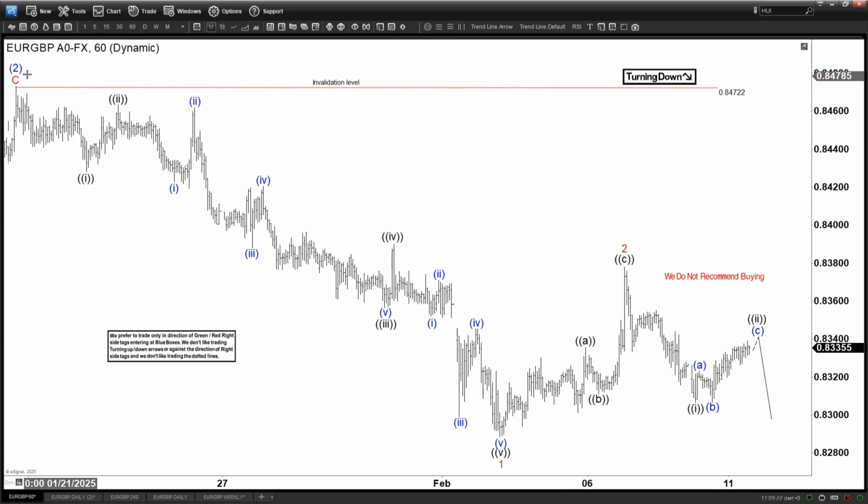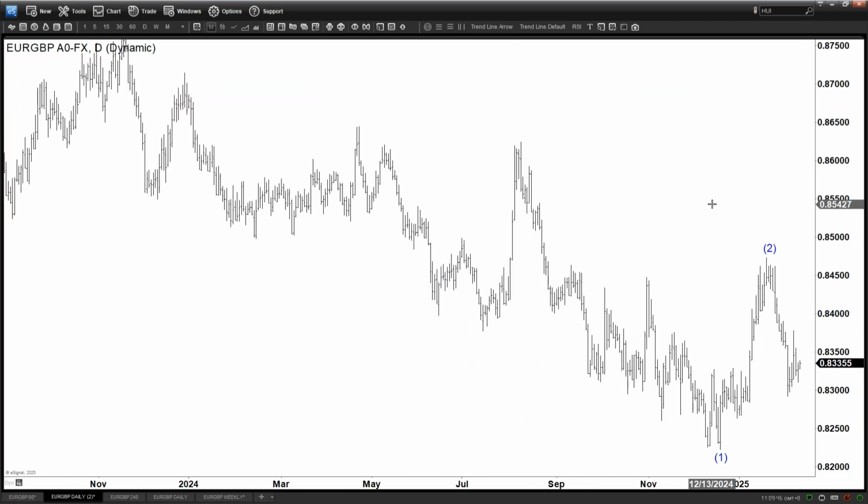So we ended with 2 here. Supposedly the rally was corrective, and now looking for a wave 3 lower, and within wave 3 we have not broken below the previous one in blue, and that is why the arrow is only turning down. Again, I'm going to be focusing on the shorter cycle. We can take a look at the daily, but I won't talk too much about the longer term.